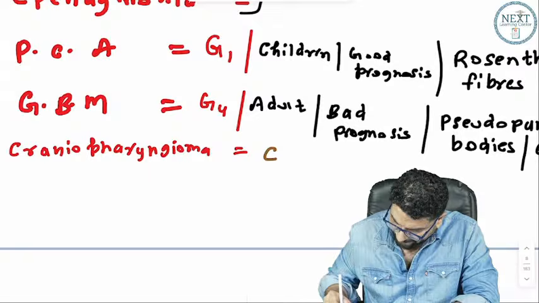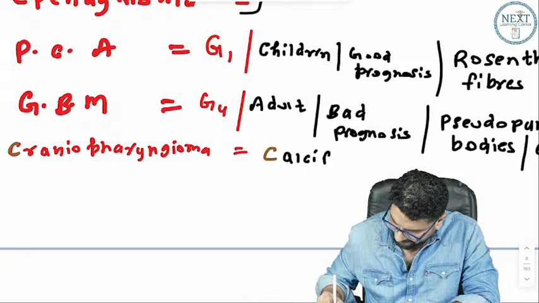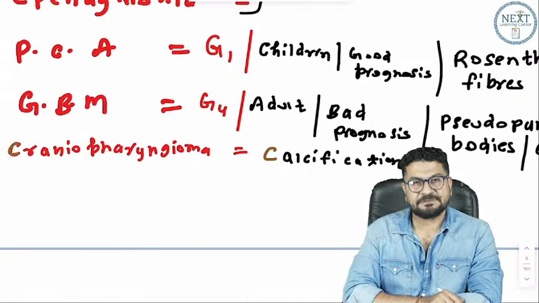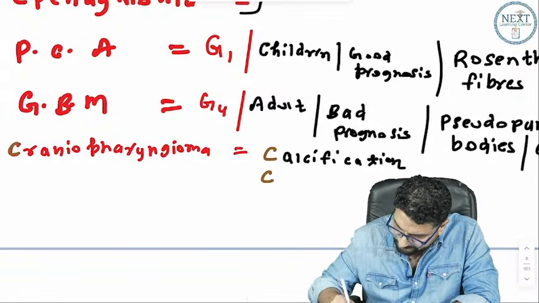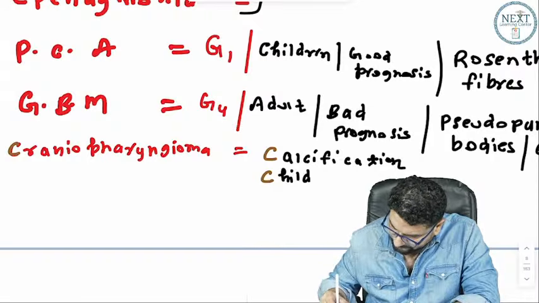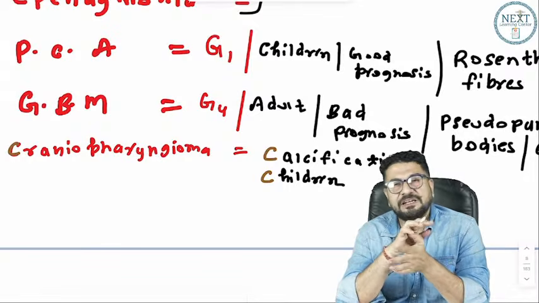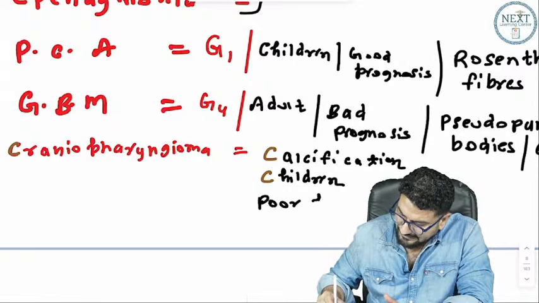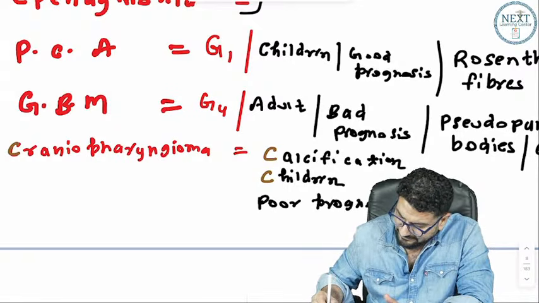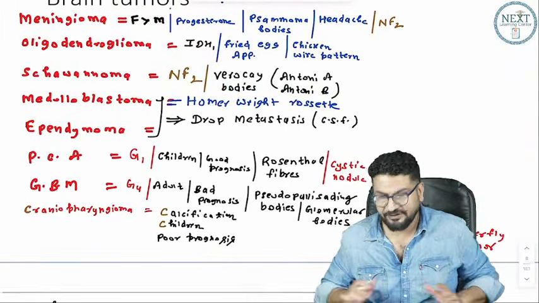Okay, now coming to craniopharyngioma, it's a tumor which will have a lot of calcification. So C4 craniopharyngioma, C4 calcification. And when you see this tumor, understand this thing. C4 children, it is something that is seen in children. And just remember, this is a tumor which has a poor prognosis even after surgery. And the symptoms will resemble pituitary adenoma.